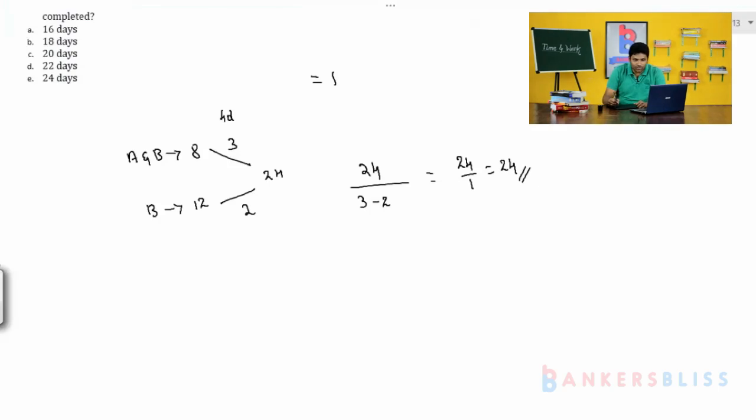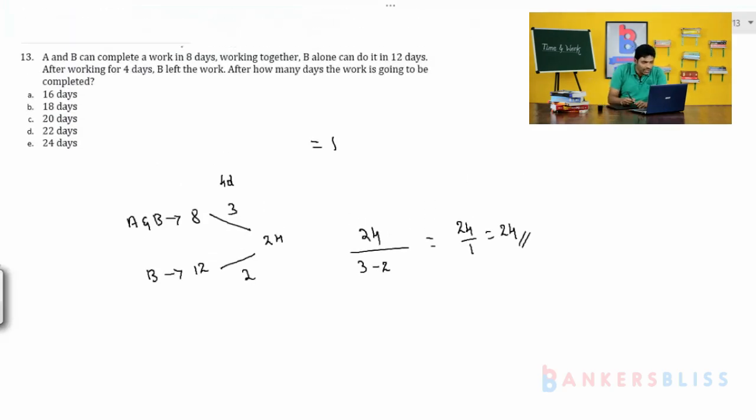But in the question, if you observe properly, A and B can complete the work in 8 days, and A and B are working for 4 days together. So A and B per day are going to do 1 by 8 of the work. Like that they have done for 4 days, which is equal to half of the work. So in the 4 days they have completed half of the work. Then how much part of the work is remaining? Again half of the work is remaining.